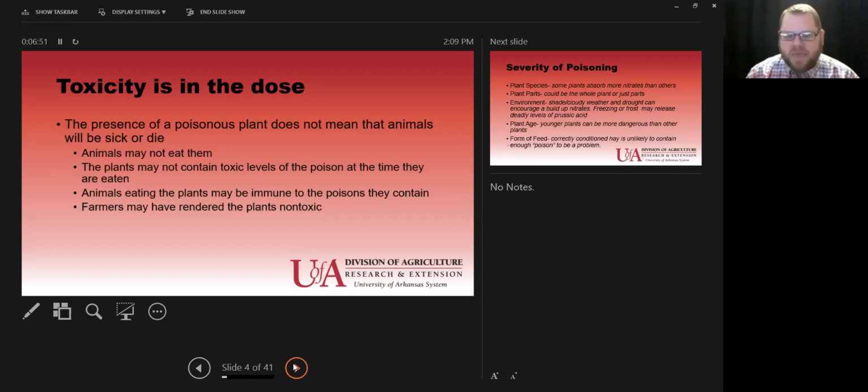Number three, animals eating the plants may be immune to the poisons they contain. We will talk about buttercups in a little bit. And cattle can eat small doses of buttercups and build up an immunity to that plant. So the animals, even though the poison may exist, they may build up an immunity to them.